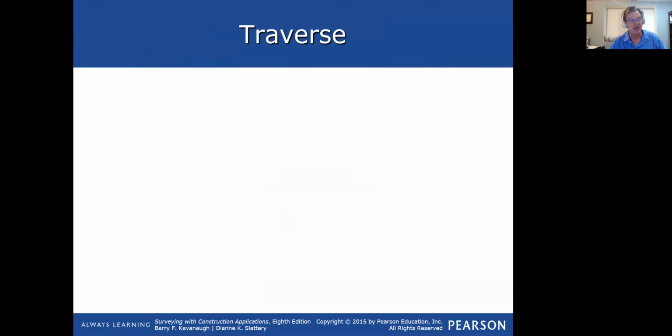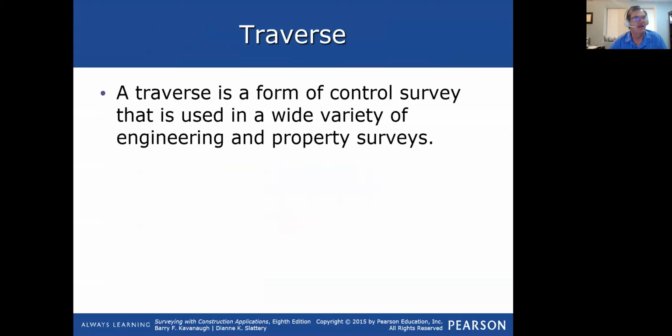So it's called the traverse. It says here it's a form of control survey. That's what we talked about. It is used almost on every single property where there's an engineering project or boundary survey that's required. It's used almost on every single one, and it's also used to set up control for construction sites. The book talks about two different types of traverses, one open and one closed.